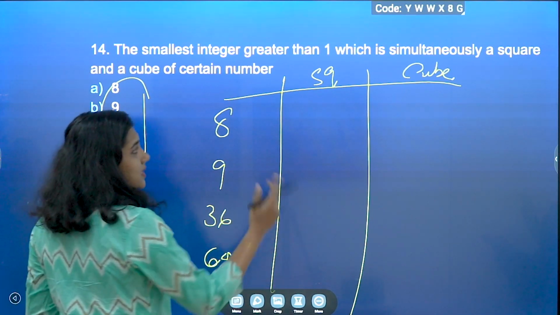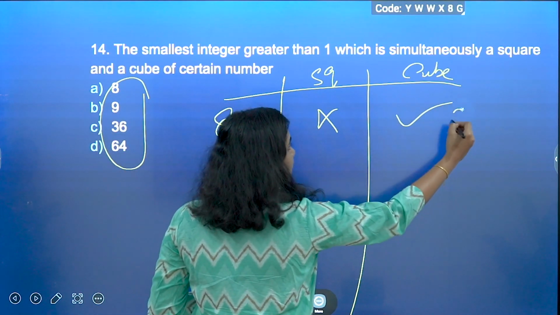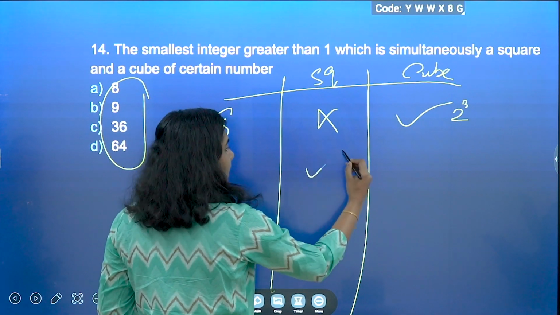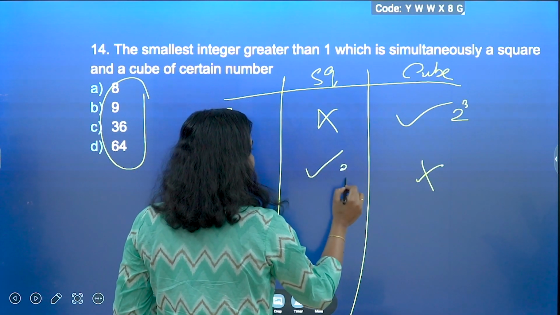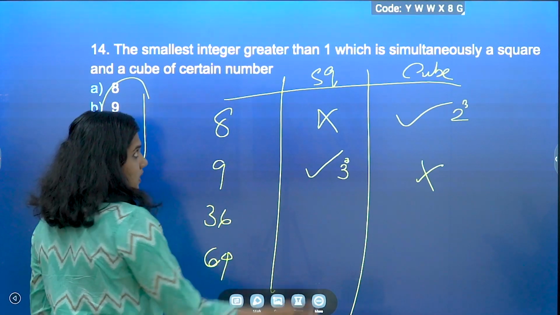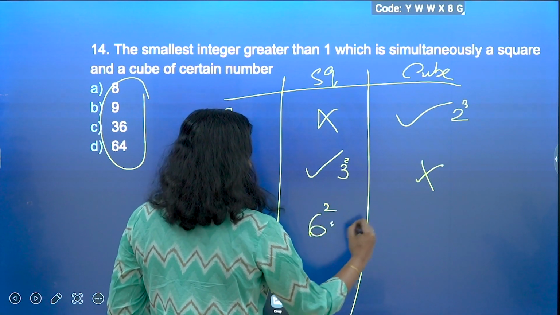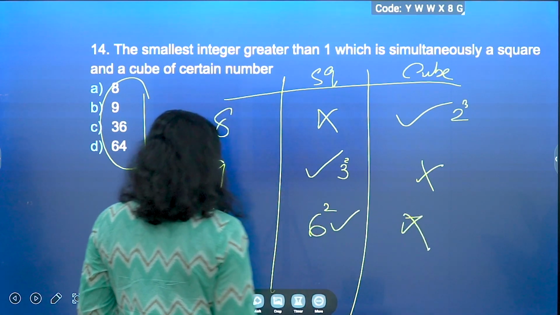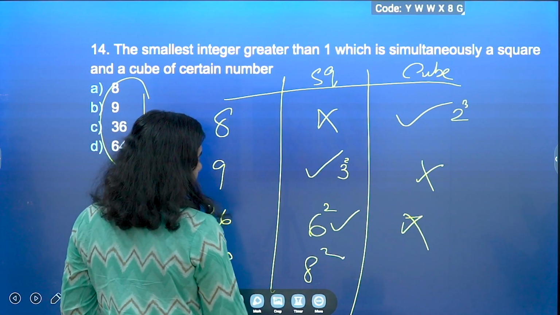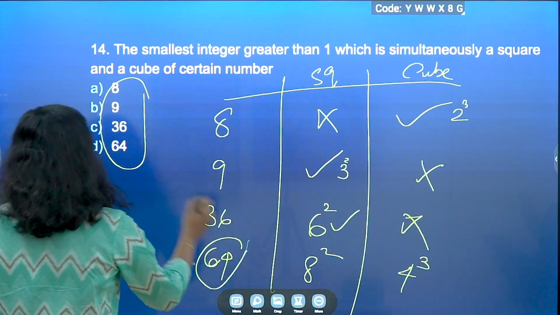So 8, is 8 a square? No, 8 is not a square, but it is a cube. 8 is a cube of 2, right? Now 9 is a square but not a cube. 9 is a square of 3. Now 36, is 36 a cube? No, 36 is not a cube, but 36 is a square. 36 is the square of 6 and not a cube. Now 64. So 64 is a square of 8 and also a cube of 4. So the answer is 64.